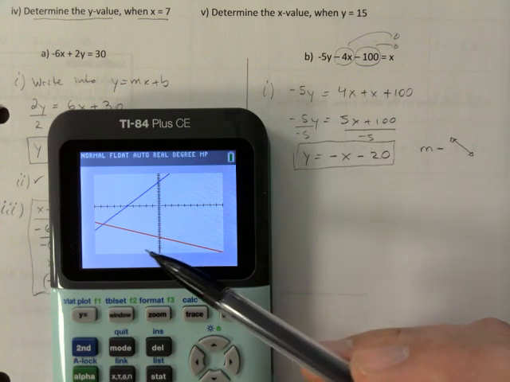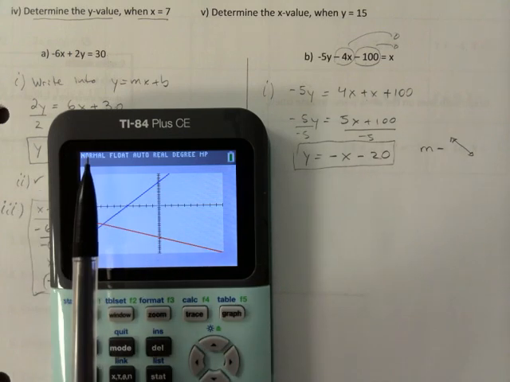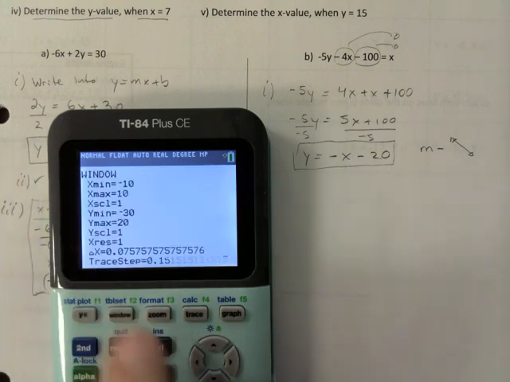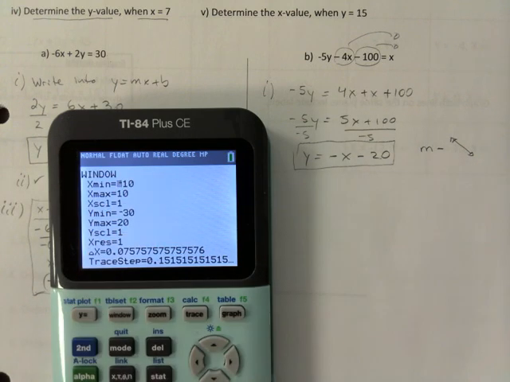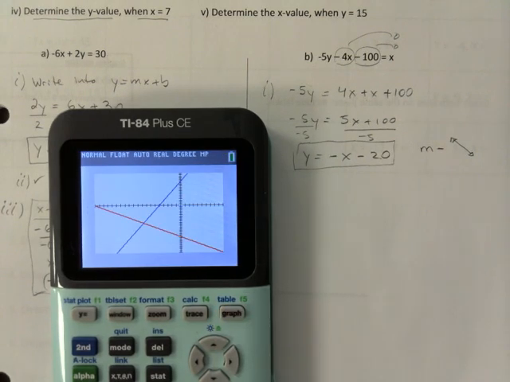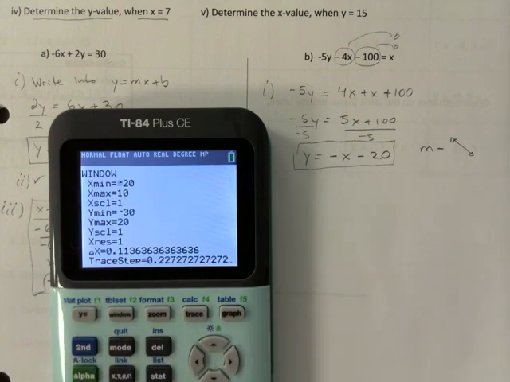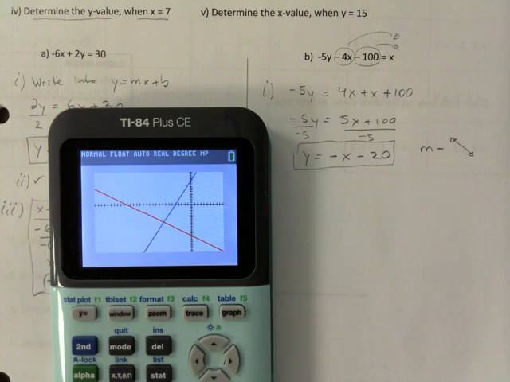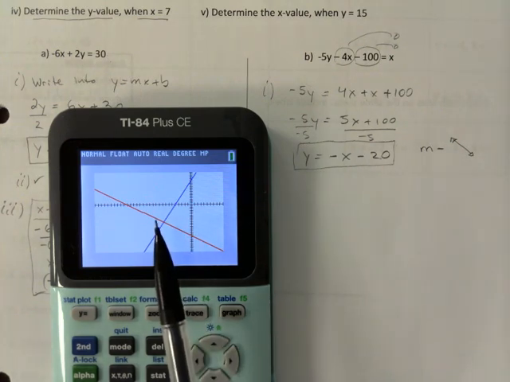So what else do you need to do? You need to decrease the x min. Okay, so I'm going to go window, x min. I don't know, what do you think? Negative 20? I'm going to try it. It's not quite enough. I'm going to go negative 30 as well. I just like to see well beyond. Perfect. So there's my line.